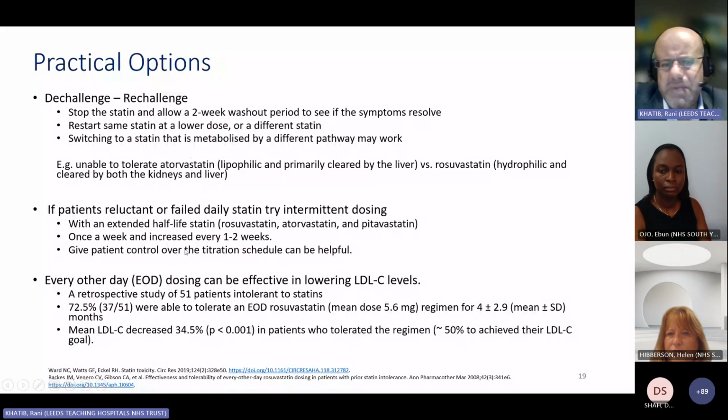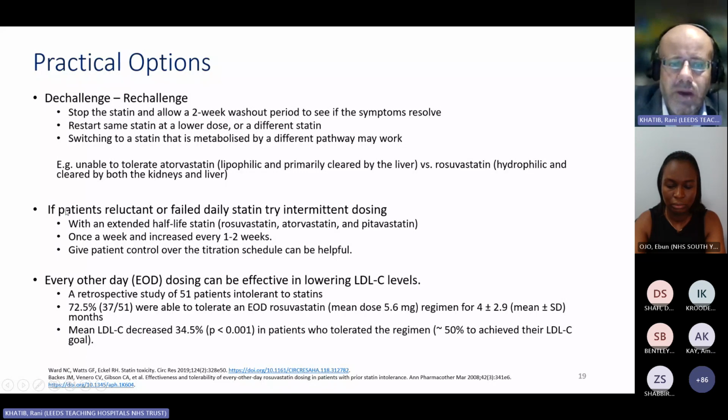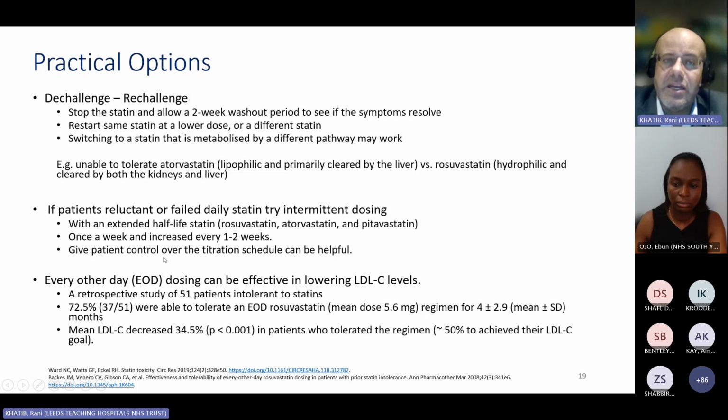There are different bits of the literature about that where even alternate daily dosing has worked, like giving rosuvastatin every other day has reduced cholesterol by about 35%. Giving patients control, where we say usually start once a week, increase it to twice a week in a week's time. If you don't feel better, then reduce it to once a week. So giving them some form of control so that they don't think we're dictating what to do, it does help.